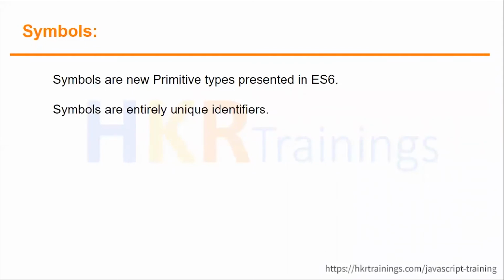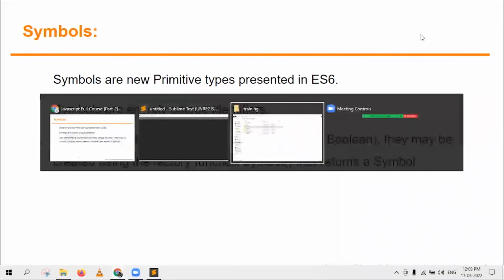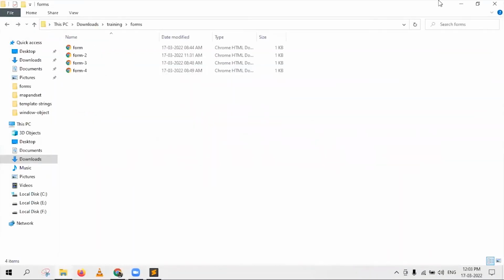Symbols are a new primitive type introduced in ES6, that is a version of JavaScript. Symbols are entirely unique identifiers, like their primitive counterparts, let's say maybe string, boolean. They may be created using the factory function Symbol that returns a symbol. So I will walk you through the example.